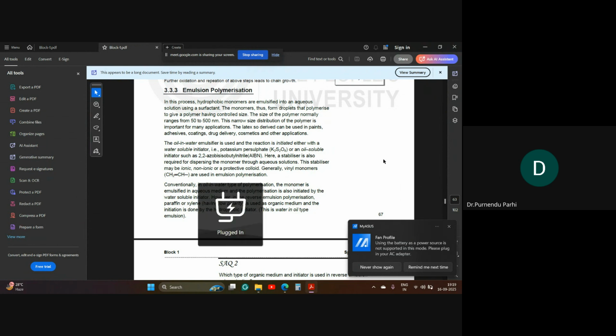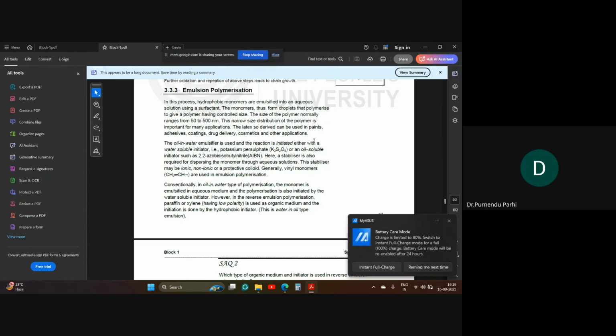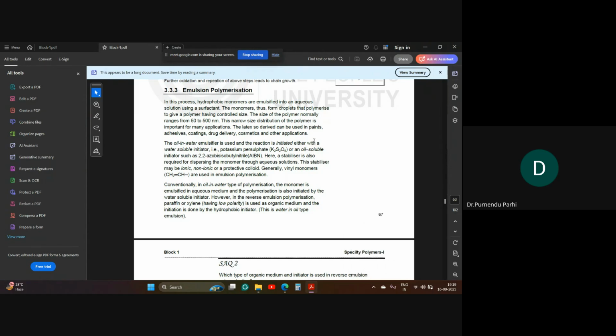The monomers thus form droplets that polymerize to give a polymer having a controlled size. The size of the polymer normally ranges from 50 to 500 nanometers. The narrow size distribution of the polymer is important for many applications. The latex so derived can be used in paints, adhesives, coatings, drug delivery, cosmetics, and other applications.